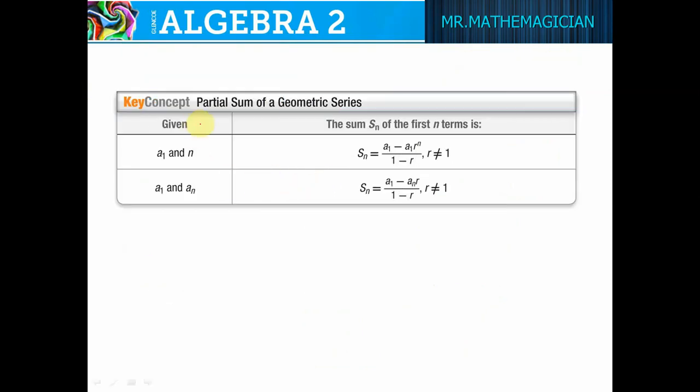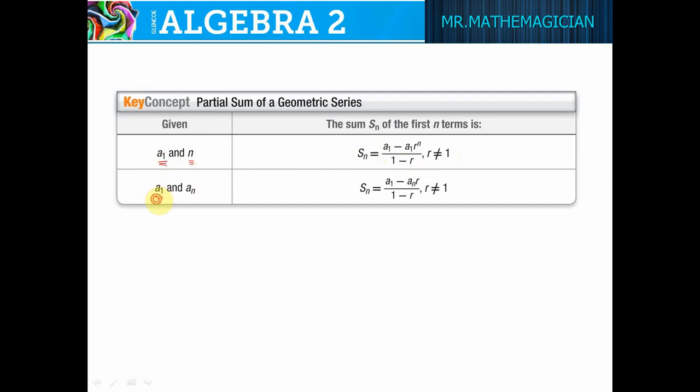Now, partial sum of a geometric series. Given the sum Sn of the first n terms, given a1 and n, you have the first term, and you have n, the number of terms we need to add. So we will use Sn equals a1 minus a1 r to the power of n over 1 minus r, given that r is not equal to 1.